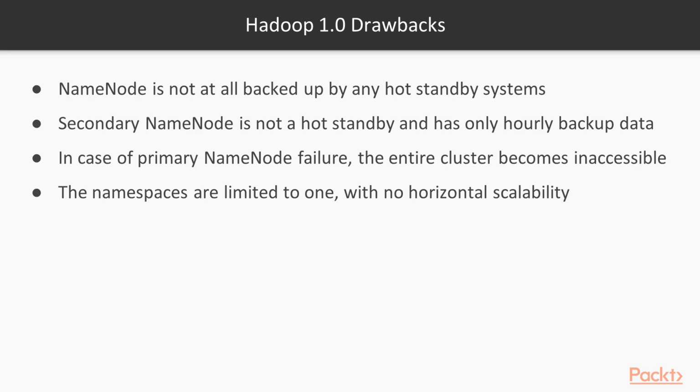And then we talked about the second point as well. Secondary NameNode was not at all a hot standby. It was hourly backing up the data. In case of primary NameNode failure, the entire cluster becomes inaccessible, and we have both data and information loss. And the namespace is limited to one, with no horizontal scalability. That means we couldn't increase the availability or horizontal scalability of NameNode. You can understand what the problem was in Hadoop version 1 and how we can resolve it.